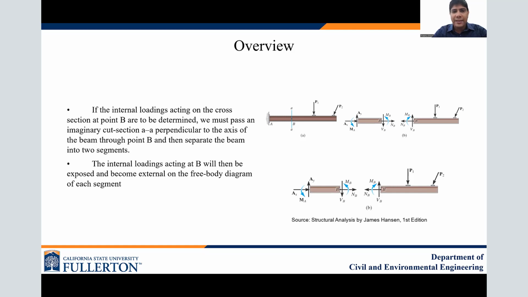We must pass an imaginary cut section AA, as you see in the picture, perpendicular to the axis of the beam through point B, and then separate the beam into two segments. When you separate the beam into two segments, we can imagine that the internal loadings acting on the beam will be exposed and become external on the free body diagram of each segment. So we see that when you cut it at point B, we develop internal force NB, shear force VB, and bending moment MB.